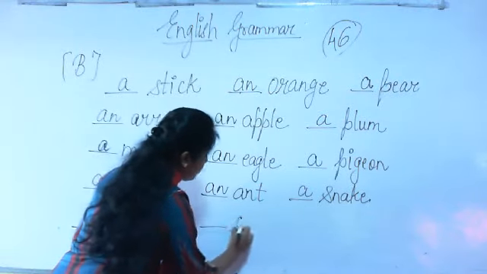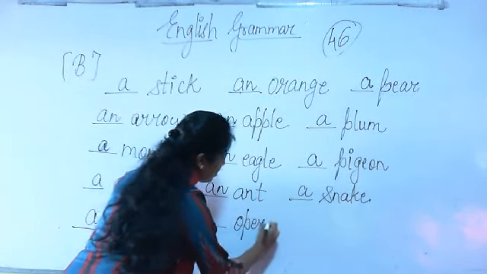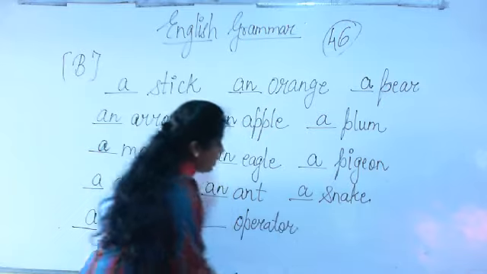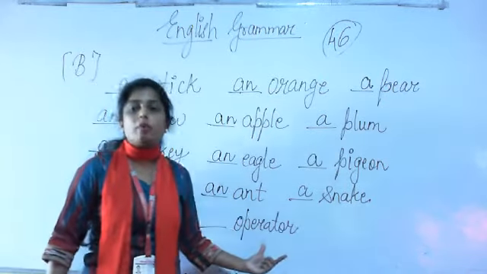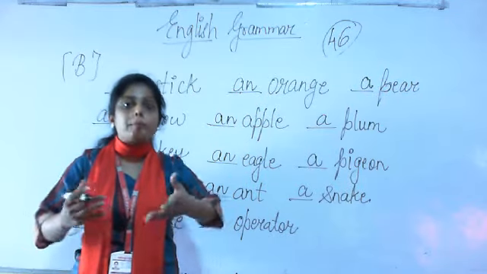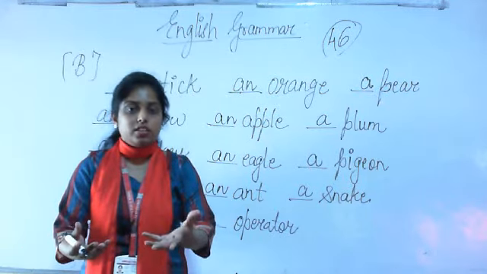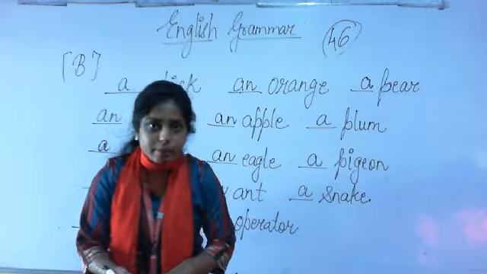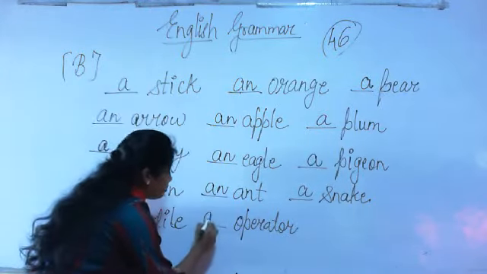Then an operator. Okay, I already said it first. O-P-E-R-A-T-O-R. Operator. So beta, what sound is coming in the beginning? O sound. O sound comes under the vowels. So, an operator.